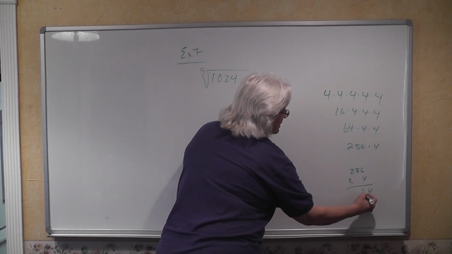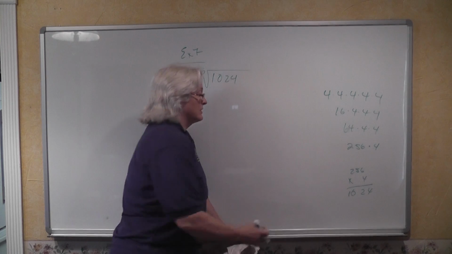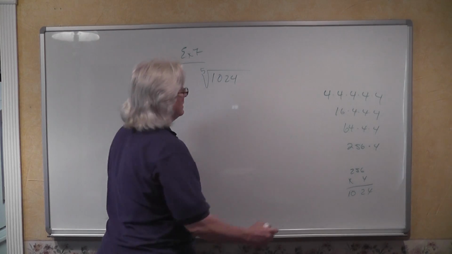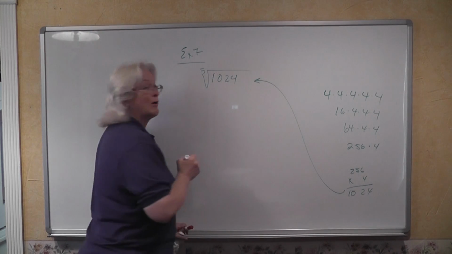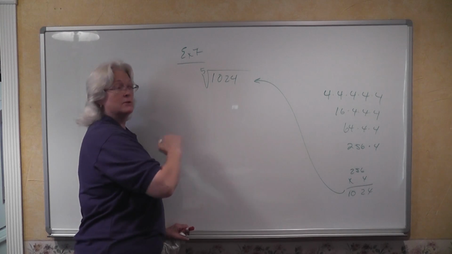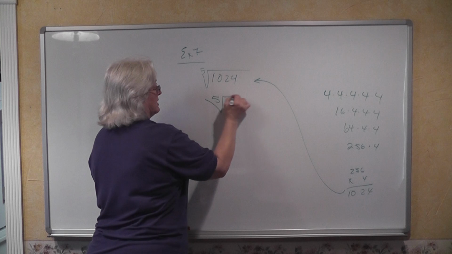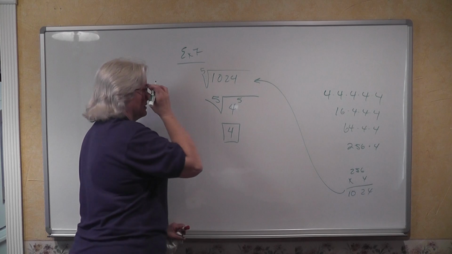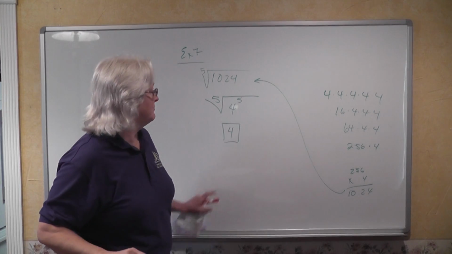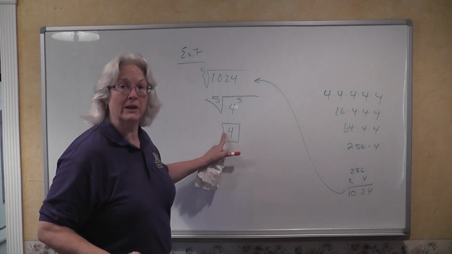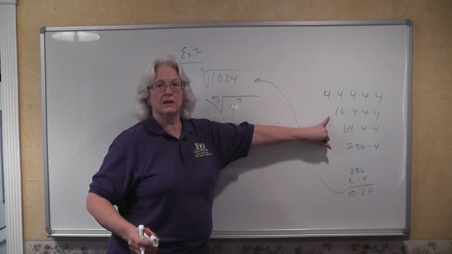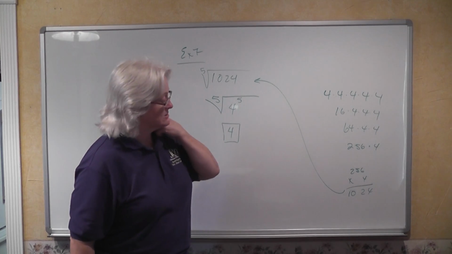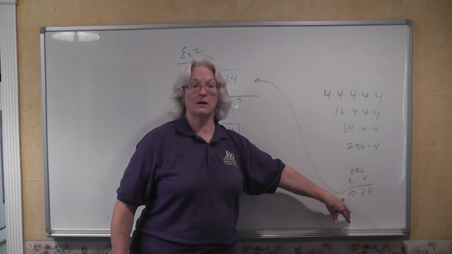4 sixes are 24, carry 2, 20, and look at that. If we use 4 as a factor 5 times, we end up with our radicand, which is 1024. So the fifth root of 4 to the fifth is 4. You think, wow, how can it possibly be a 4? It's because we have this repeated multiplication going on. 4 times 4 is 16, times 4 is 64, times 4 again is 256, times 4 one last time gives us 1024.